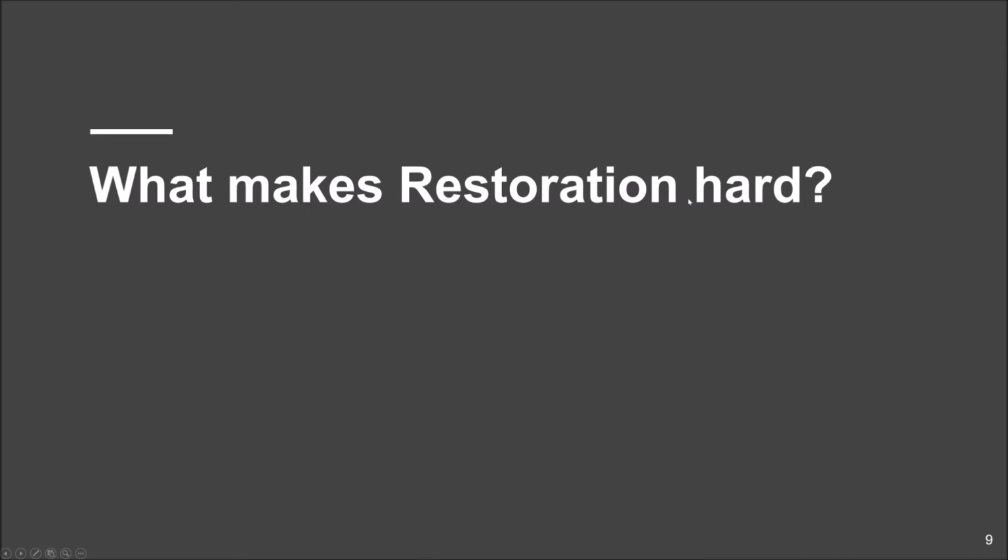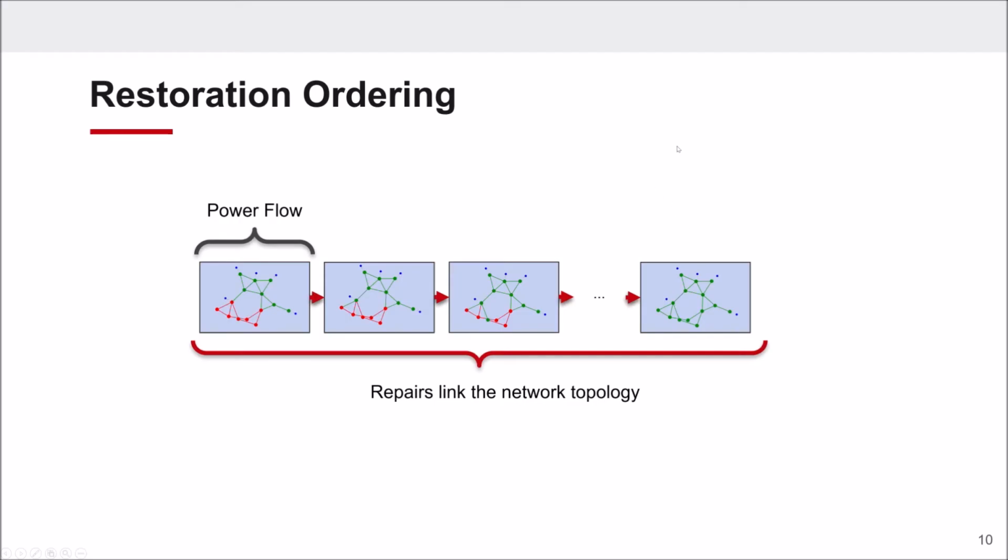What makes the restoration ordering problem challenging? There are two aspects that affect the difficulty of solving a restoration ordering problem. One is the power flow that you use. Whether it's a linear DC power flow or nonlinear non-convex AC power flow, that power flow formulation is going to greatly affect the difficulty of solving the problem.